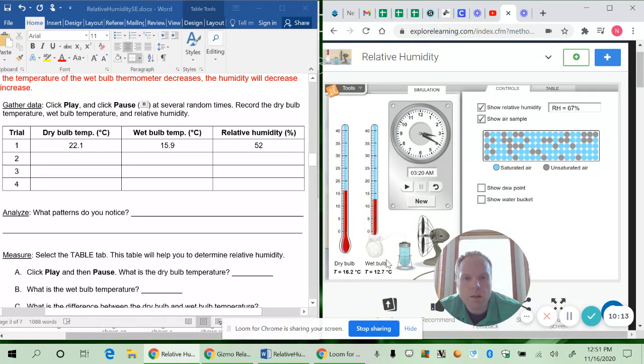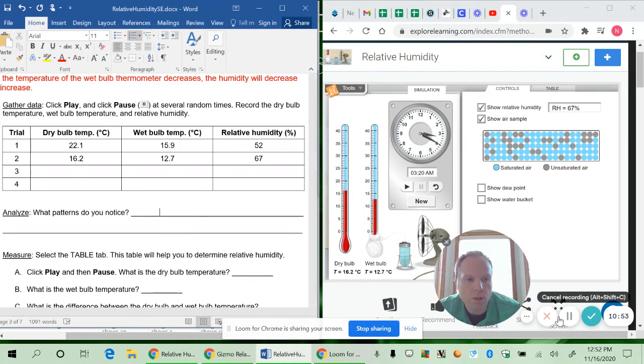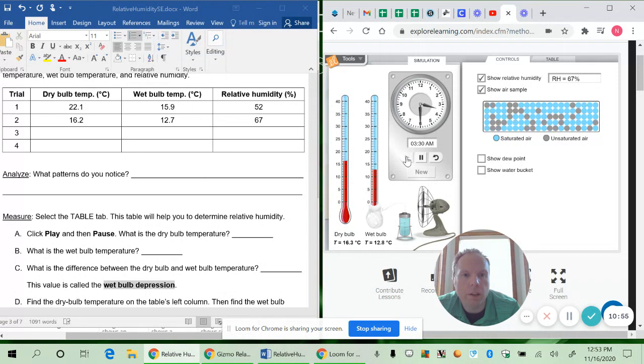Okay, so let's write down what we have now. The dry bulb temperature was 16.2. And our wet bulb temperature is 12.7. And the relative humidity, it says, is 67%. So look what just happened here. It looks like the wet bulb temperature went down, and now the relative humidity went up. Also looks like the dry bulb temperature went down, and the relative humidity went up. So it says, what patterns do you notice? All right, let's try one more. So I'm going to click play here and get a little more data.